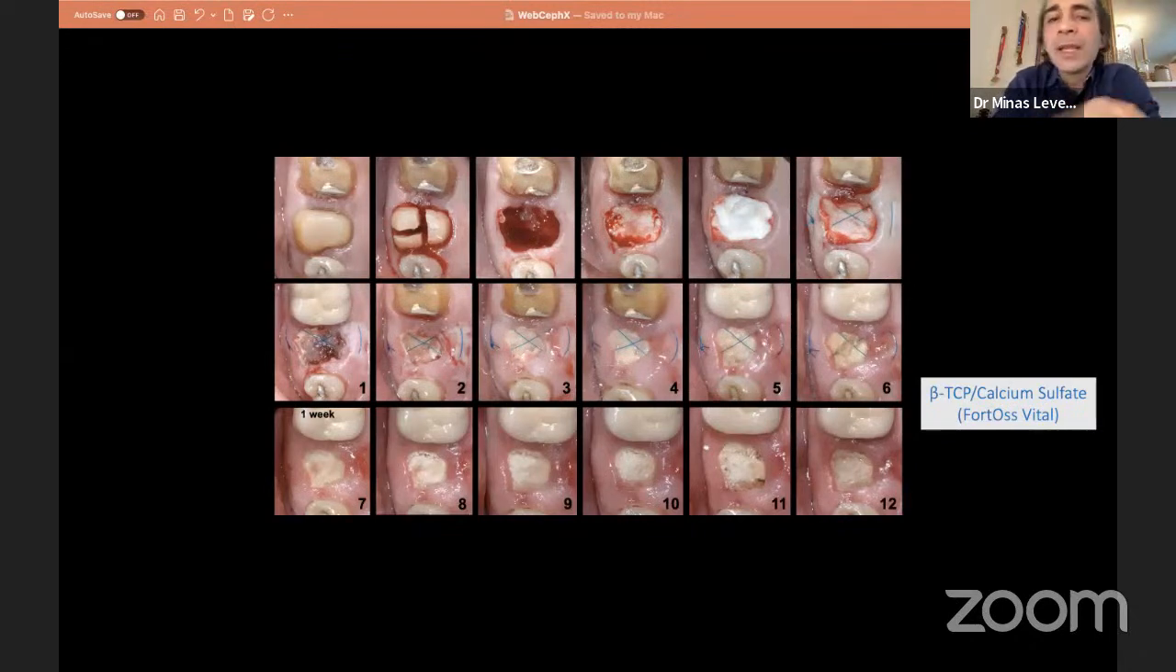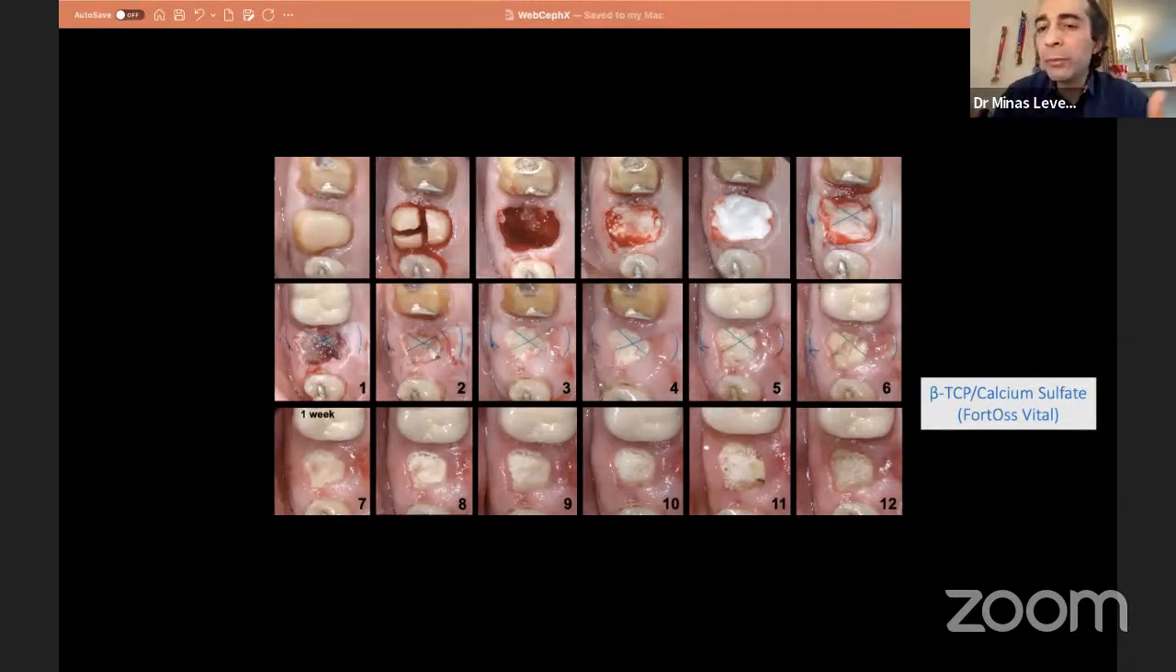tissues regenerate. Like in this case, I remove this upper molar. Of course, it's essential to remove it in a minimally invasive way without damaging the surrounding tissues. And again here, like we see many times, when we remove a difficult tooth, like a 3-rooted molar, we get a big defect in this area. When I graft it, like here using Fortos Vital, beta-TCP calcium sulfate, I just place a collagen sponge on top, an 8 cross-mattress monofilament suture, and I let it open.